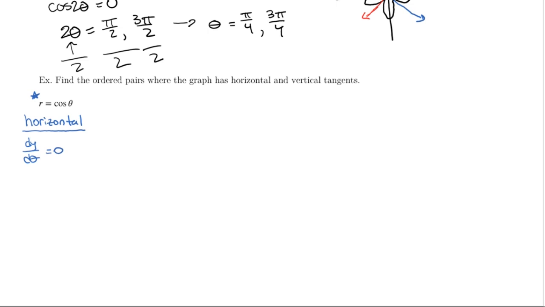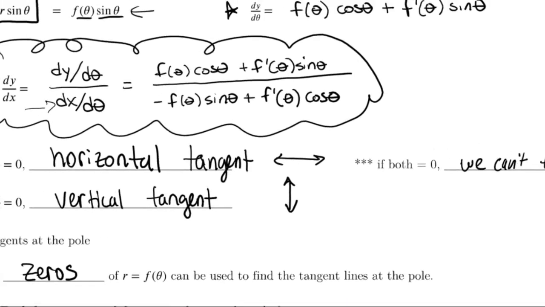So we need to get dy d theta. Here's what you always have to start with: we're going to start with y, and y is equal to r sine theta. From this, you need to replace r with a function of theta. We're using r equals cosine theta, so we're taking that, and that is going to be our r. So y, in this case, is actually cosine theta times sine theta.